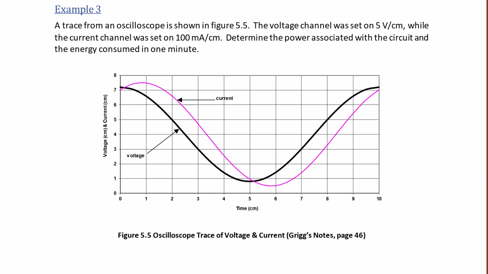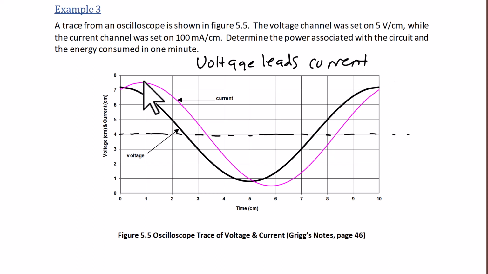So the first thing to note here is that the voltage leads the current, and that we're going to estimate the amplitude of the voltage and the current by estimating how many boxes the amplitude or the peak covers. So for the voltage, that represents 3.5 boxes or 3.5 centimeters. And for the current, that represents 3.25 boxes or 3.25 centimeters.